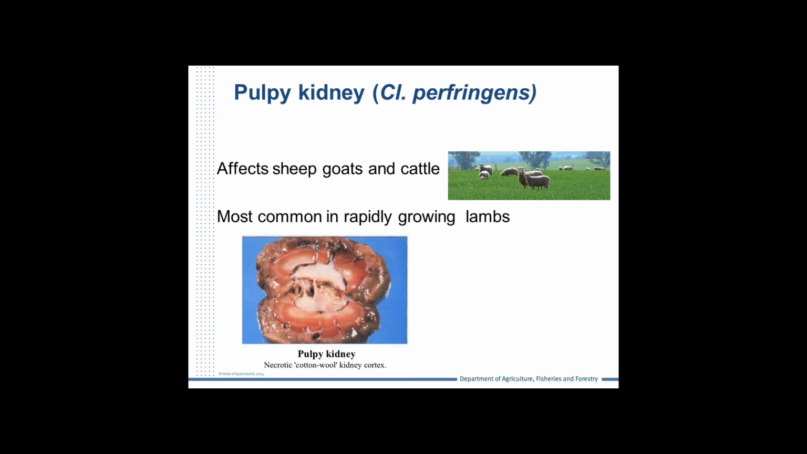Okay then. The next one we're just going to quickly cover is pulpy kidney, and that's caused by Clostridium perfringens. It affects sheep, goats, and cattle. It's most common in rapidly growing lambs, either weaned or unweaned, that are put onto lush pasture or grain.